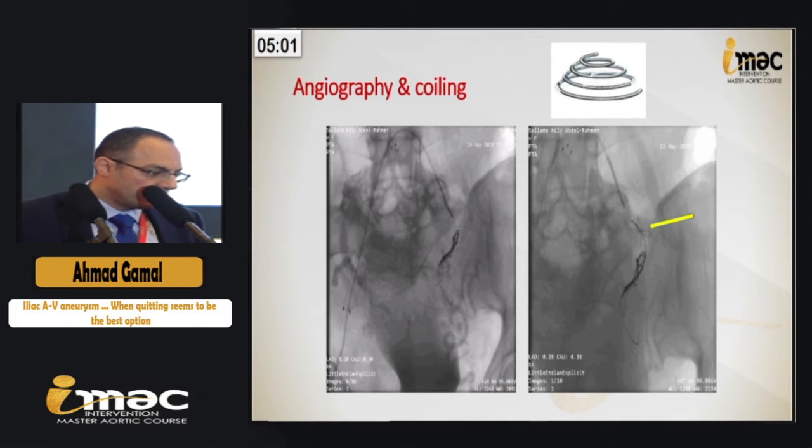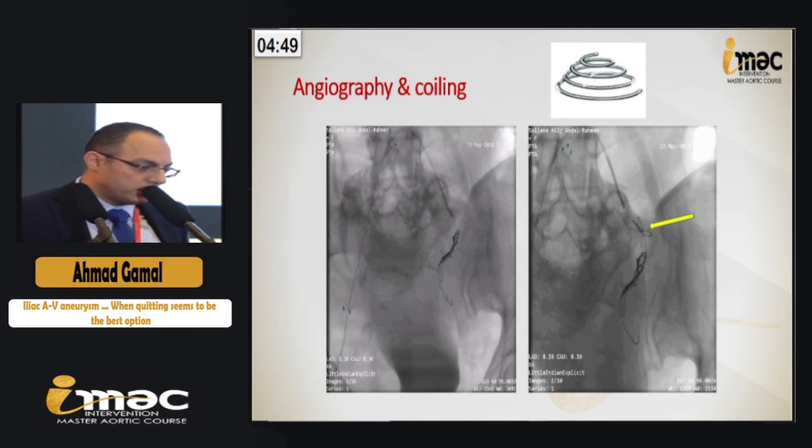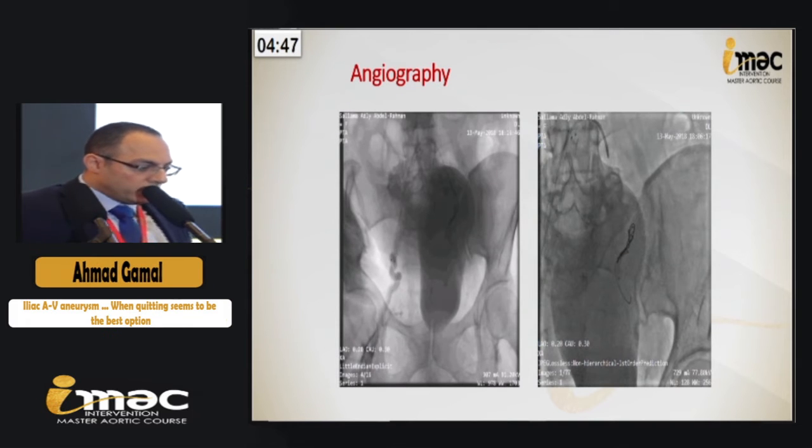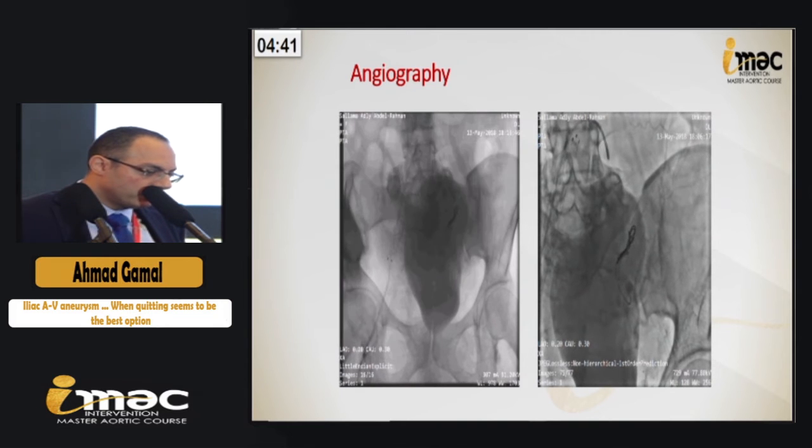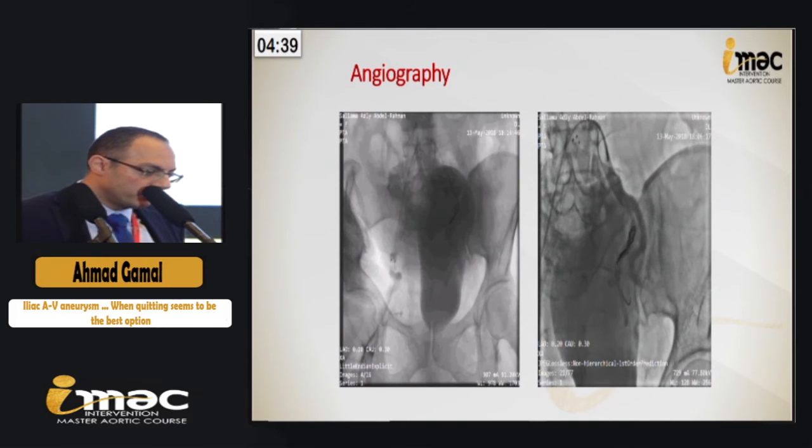On the left-hand side, we did coiling of the main left internal iliac artery, and actually while fixing one of the coils, it slipped into the right common iliac artery. However, this was snared carefully. And we did an angiogram on the right side. We can see the coils, but there is no complete thrombosis or occlusion of the left internal iliac artery, but we decided to follow her up.